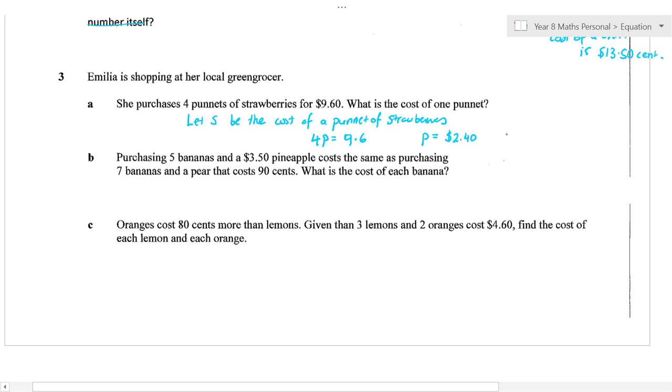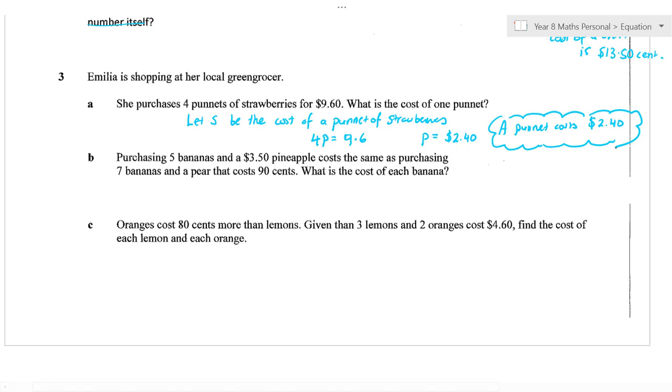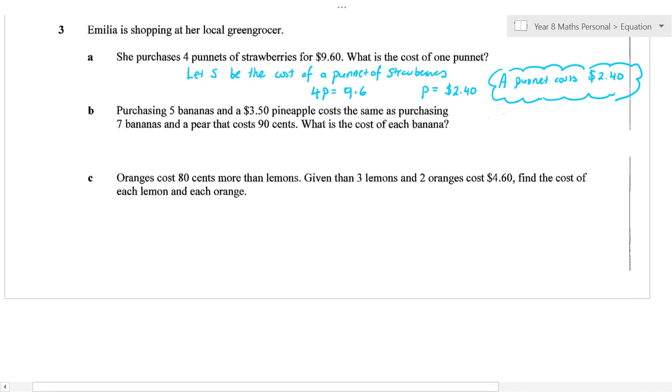So therefore, you can say that a punnet costs $2.40. Remember that you girls have calculators. 9.6 divided by 4. That's right. Exactly. All right. Now, I'm going to skip this middle one and go to the oranges.